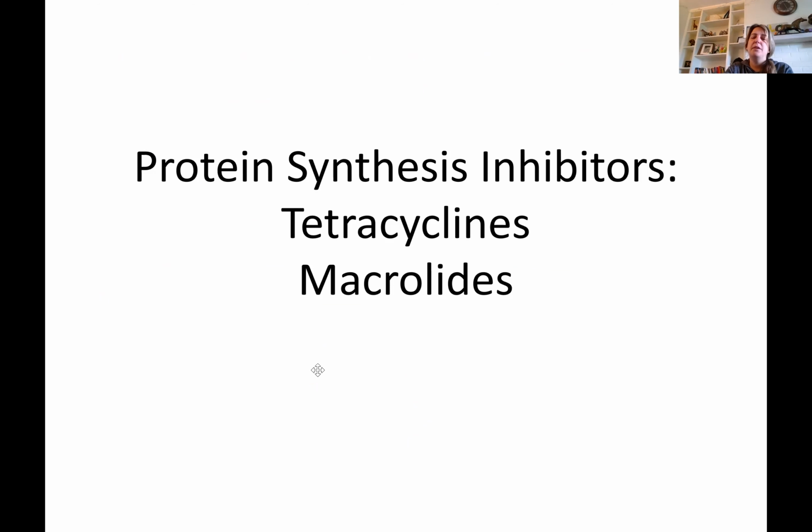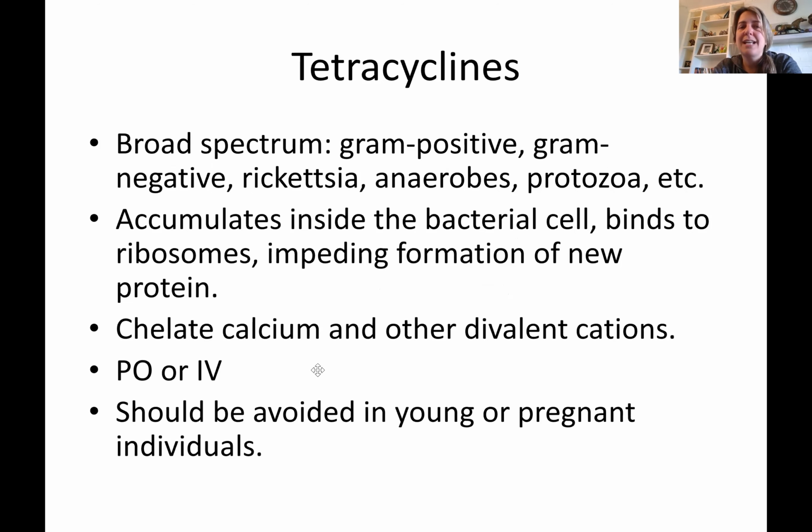Protein synthesis inhibitors, we're talking about the tetracyclines and the macrolides. Tetracyclines, they are broad spectrum. They're wonderful medication.